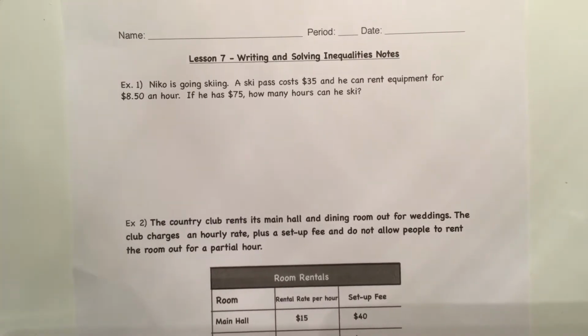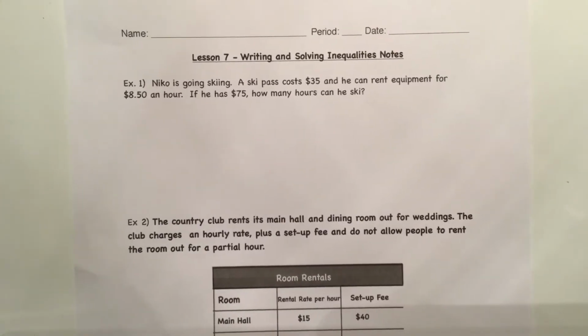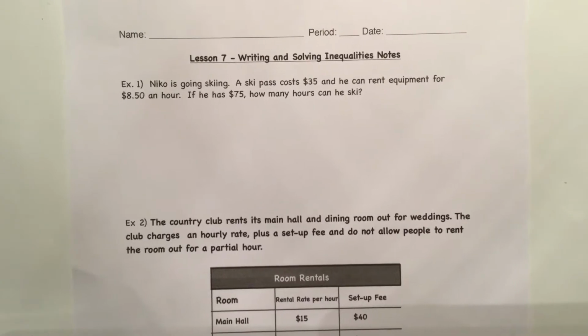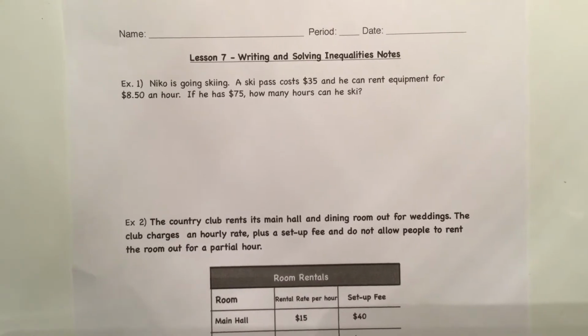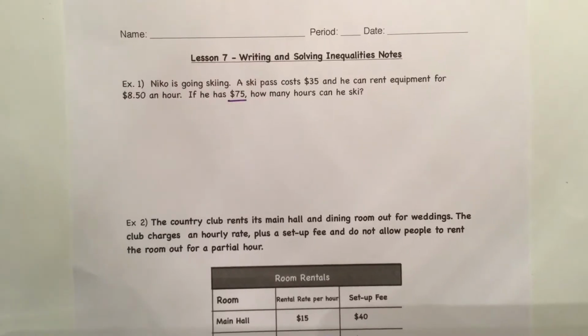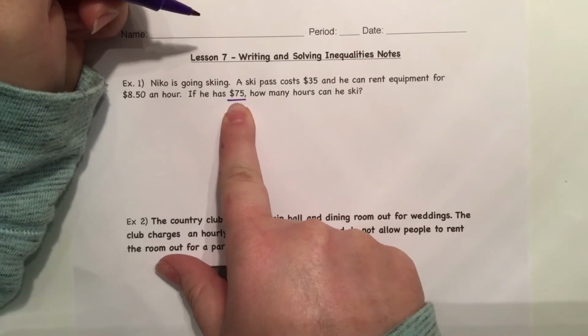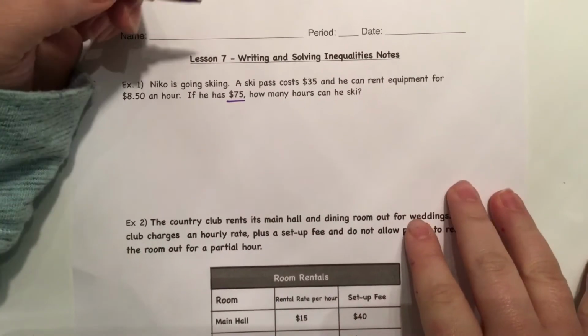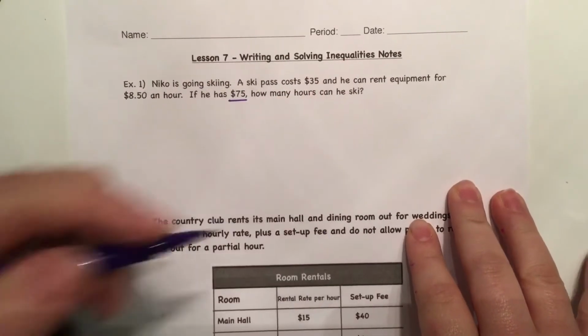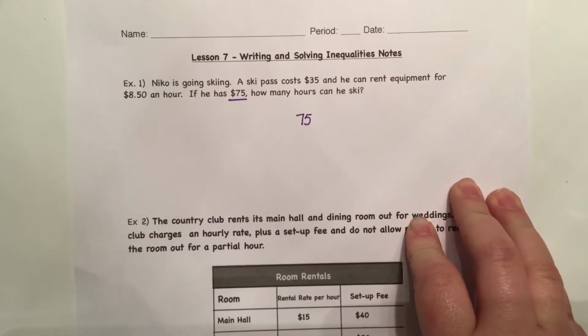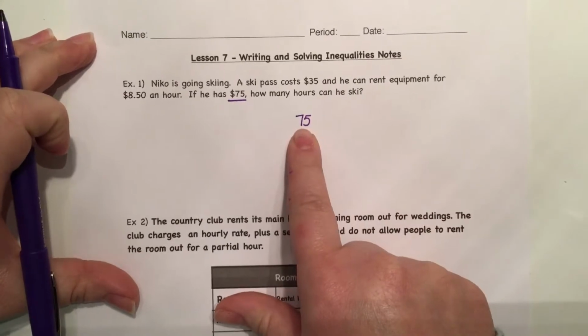Nico is going skiing. A ski pass costs $35 and he can rent the equipment for $8.50 per hour. If he has only $75, how many hours can he ski? So we know he only has $75, okay? This is the maximum amount of money that he can spend on his skis. So as we are writing our inequality, we're going to make sure that 75 is off to the right-hand side because that's the maximum that he can spend.